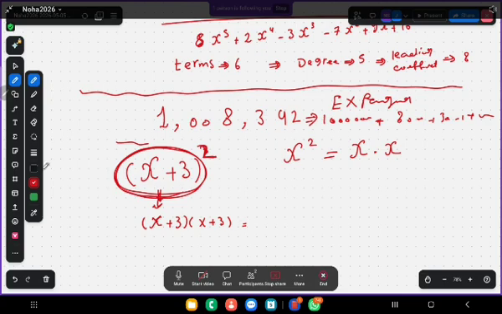Then, if I want to expand, do you know what is the easier way? To ignore this 3. Ignore it like it's not exist. And look at this x and multiply it by all the other terms of the next bracket. So it's going to be x times x, which is x squared. And x times 3, which is plus 3x. Do you know what I'm doing?